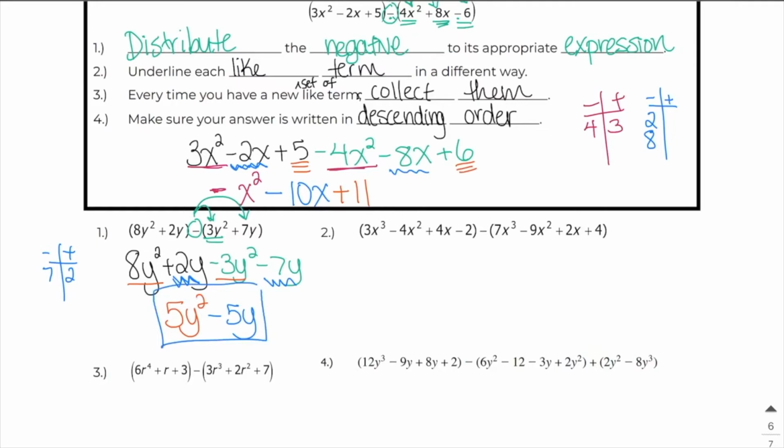Okay, in example number 2, there's nothing in front of any of these terms right here. So I'm just going to copy it down and I don't need any brackets anymore.